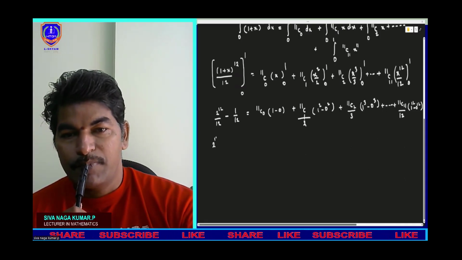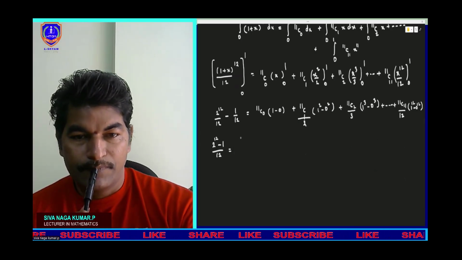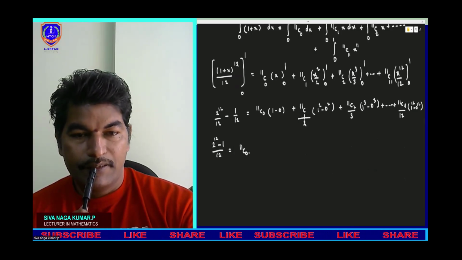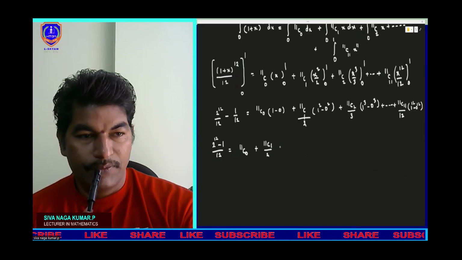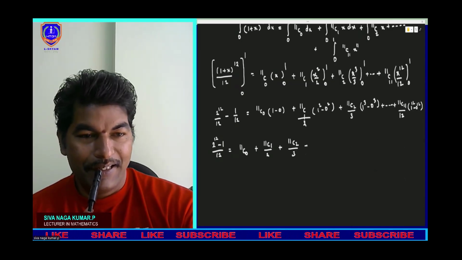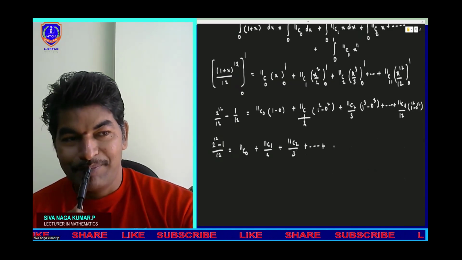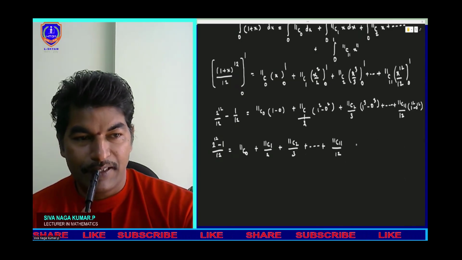So this is (2 power 12 minus 1) by 12 equal to 11C0 plus 11C1 by 2 plus 11C2 by 3 and so on, plus 11C11 upon 12. Okay, say it is equation 1.